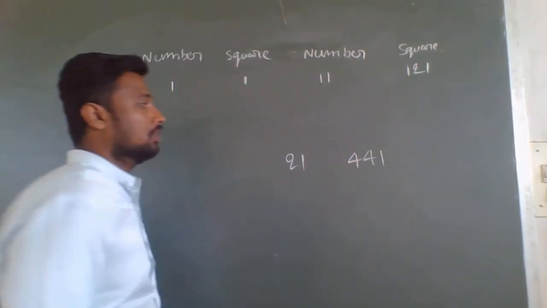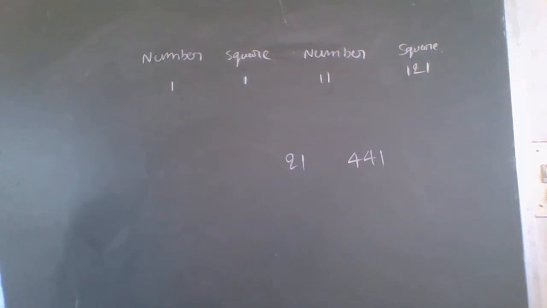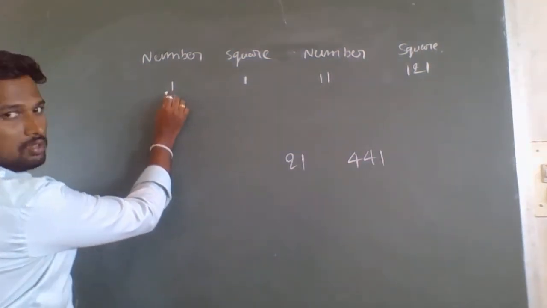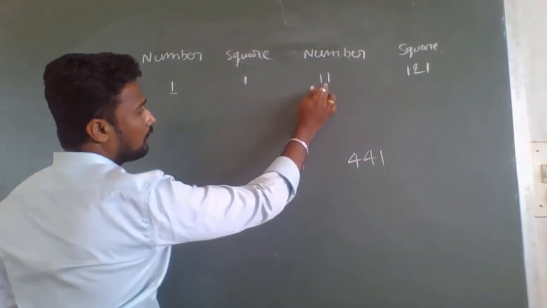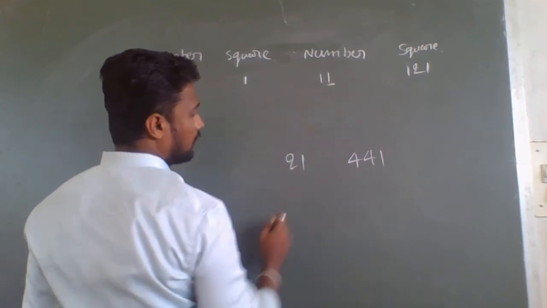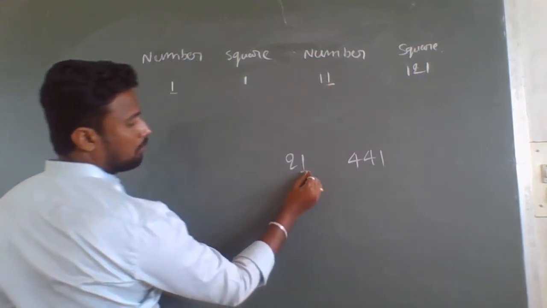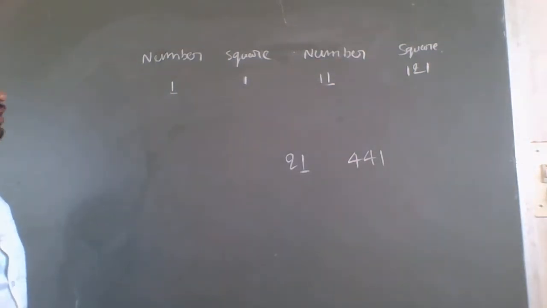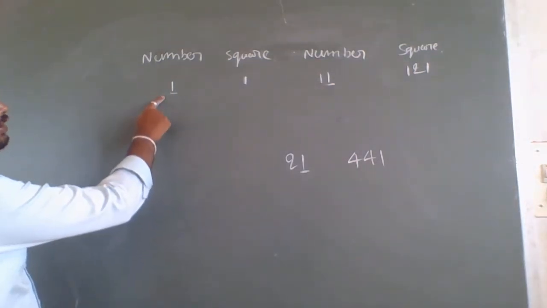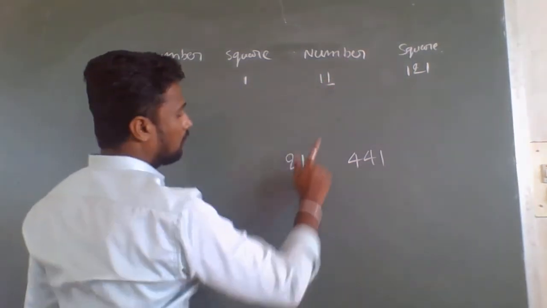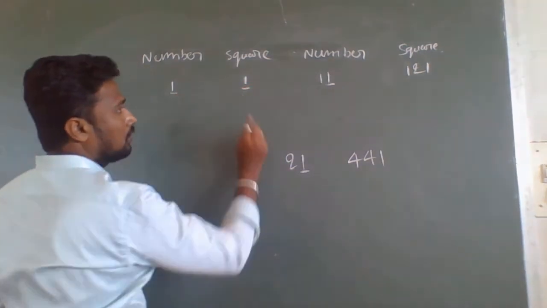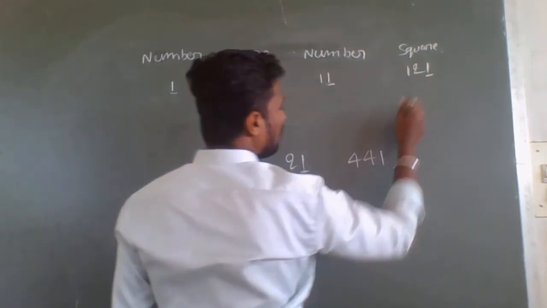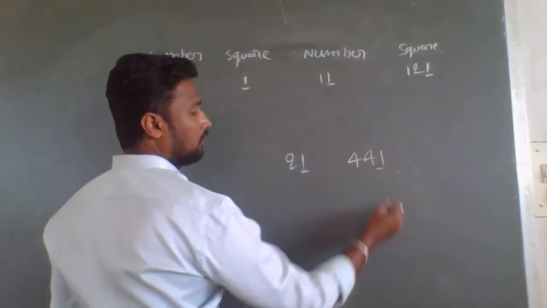If you observe here, at the unit place all the values are 1. Here it is 1, in 11 the unit place is 1, and in 21 the unit place is 1. So the squares of the numbers 1, 11, 21: square of 1 is 1, square of 11 is 121, and square of 21 is 441.